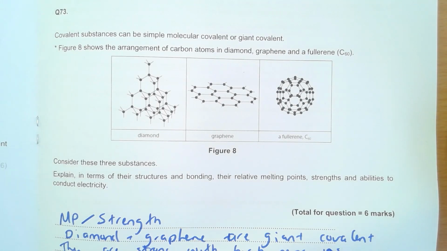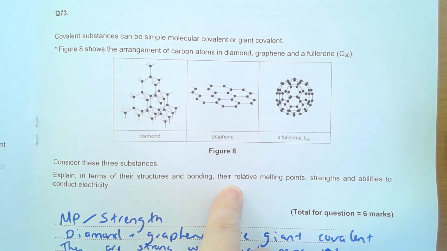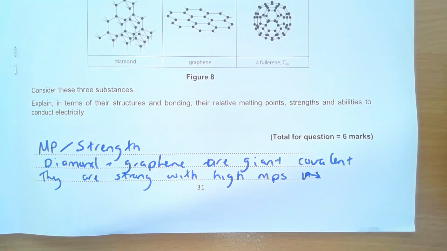The last one is on your allotropes of carbon. So you've got diamond, graphene and fullerene, and I want you to talk about them in terms of their relative, which just means compared to each other. What are their melting points like, how strong are they, and what about their ability to conduct electricity?